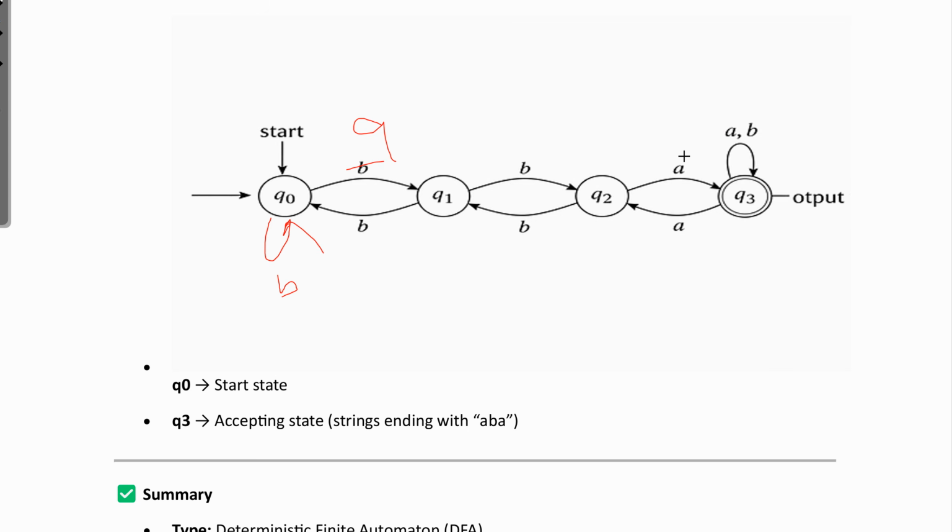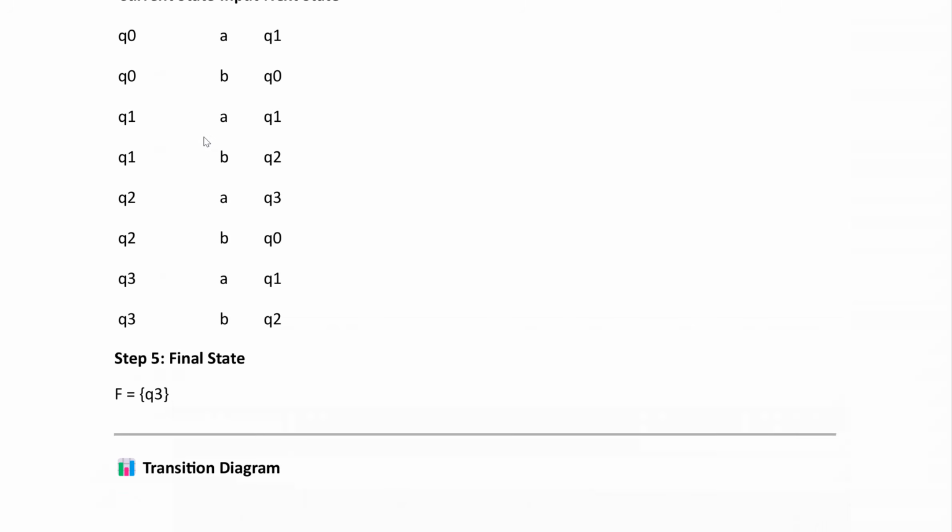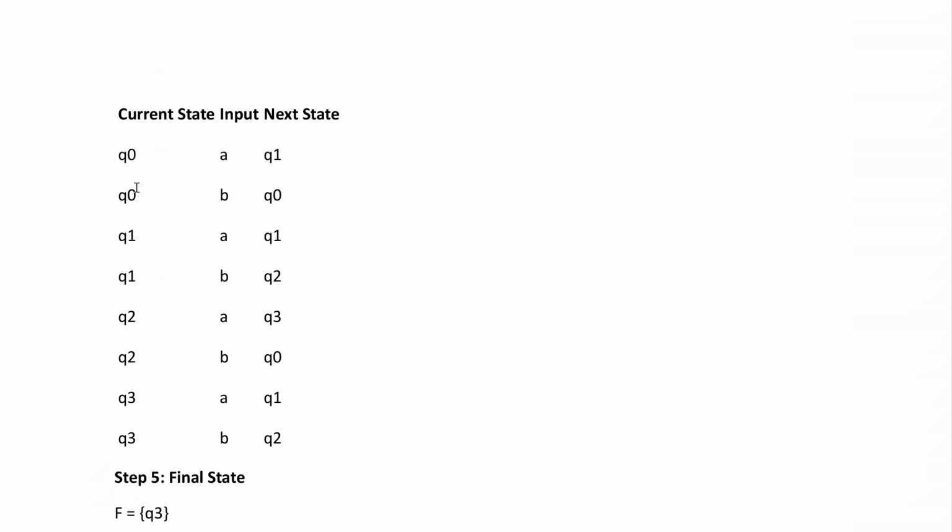So where there is a mistake, you can get it rectified or corrected on your own by seeing this transition table, right? So you can refer to this transition table. Let me explain this transition table to you again. When we apply A on Q0, we get next state Q1. When we apply B on Q0, we get next state Q0. When we apply A on Q1, we get the same state Q1. When we apply B on Q1, we get the next state Q2.